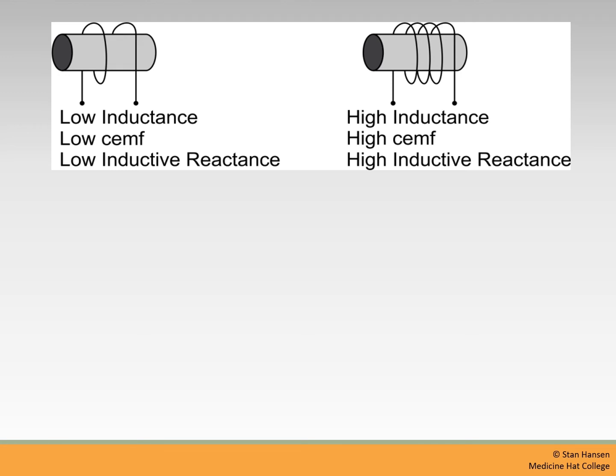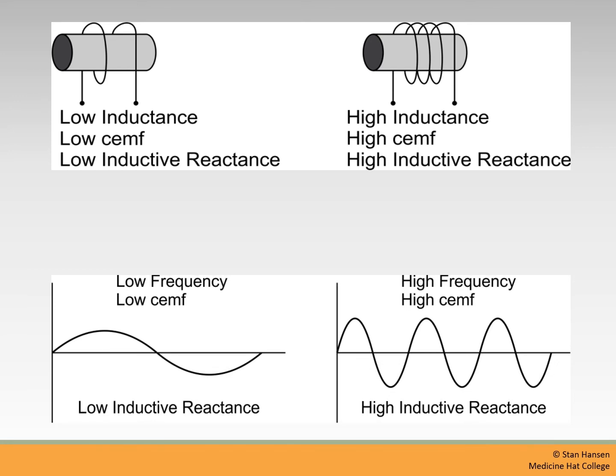Therefore, it's easy to see that when I have more inductance inside my circuit, I should also have more inductive reactance. The reason for this is the higher my inductance is, the higher my counter EMF is going to be, therefore the higher the opposition to that current change is going to be, which is how I'm measuring my inductive reactance. The other factor that's going to affect how much inductive reactance I have inside my circuit is my frequency, or my rate of change.